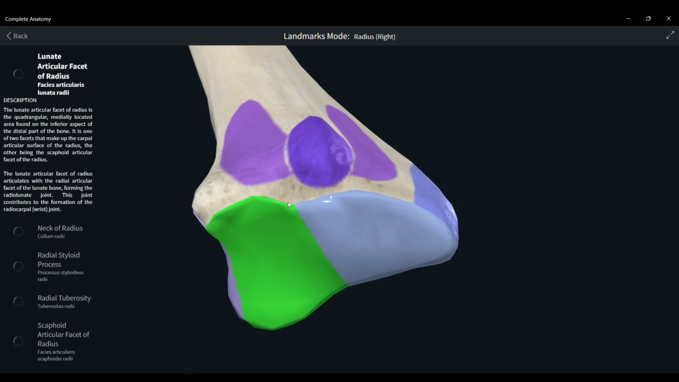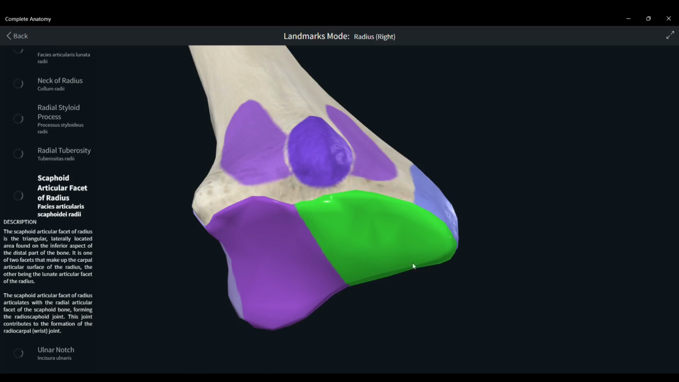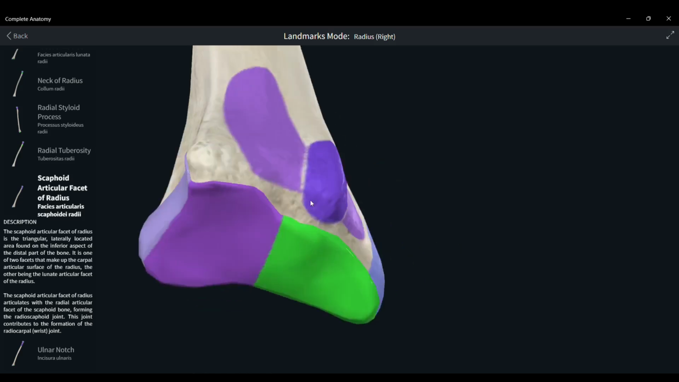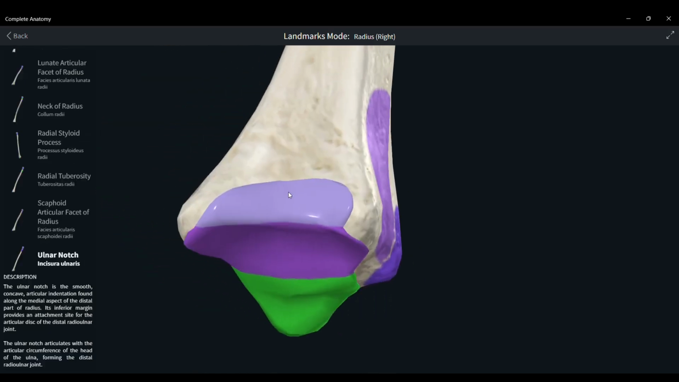Medially lies the facies articularis lunata radii, which articulates with the lunate bone, the os lunatum, and transmits a significant share of load. Laterally, the facies articularis scaphoidea radii joins the os scaphoideum, transmitting most of the load into the carpus. On the distal medial side is a crescent-shaped notch, the incisura ulnaris. Here the head of the ulna fits. This surface works together with the proximal connection to provide the rolling, gliding rotation of the forearm.